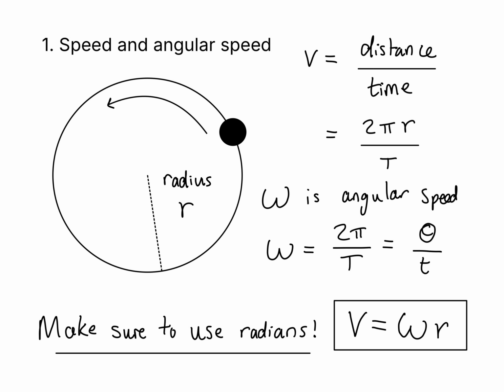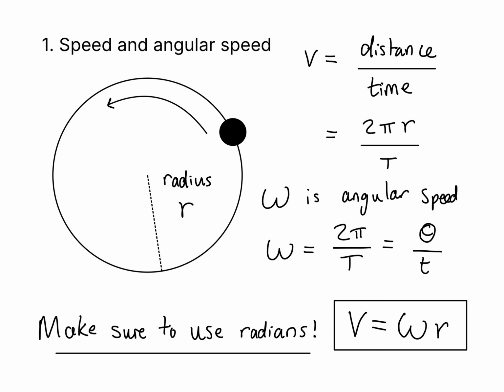Let's start with the basics. In one full revolution, the object travels one circumference, 2πr, in a time equal to the period, big T, so the speed is 2πr over T. But for circular motion there's a more natural quantity, angular speed, given by omega. That's how fast you sweep out a certain angle, 2π radians per second, or just θ over t. That's how the two connect very neatly.